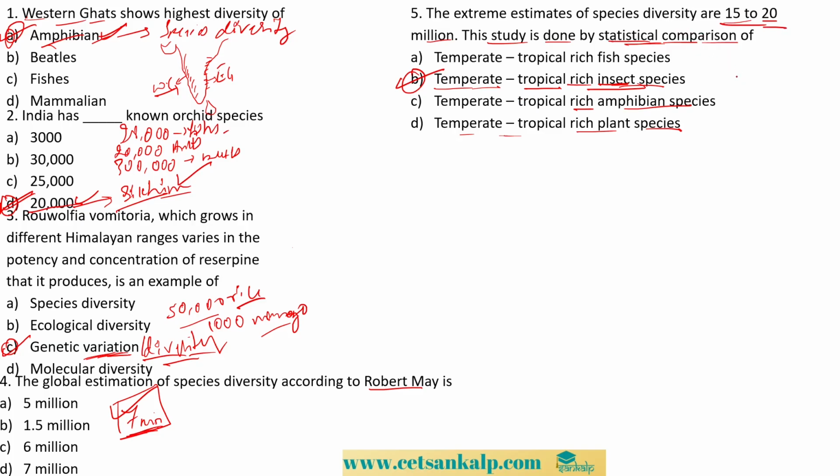Okay, but Robert May says that it is around 7 million, right? We know this 7 million, Robert May says.